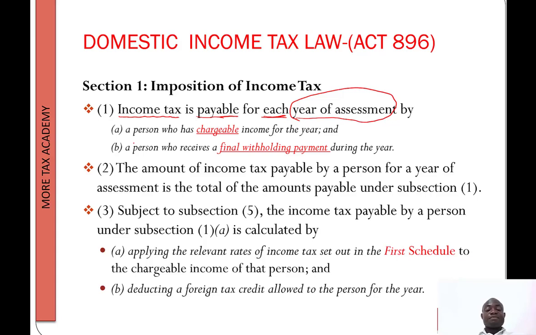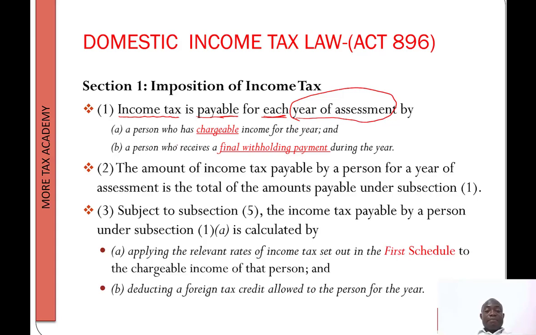So for each year of assessment we do an assessment. So let's say Johnson has income for the year 2020. We need to assess Johnson to income tax for the year. So that 2020 becomes the year of assessment. So anybody who has an income and is supposed to pay tax, we are saying that the income tax must be paid for each year of assessment.